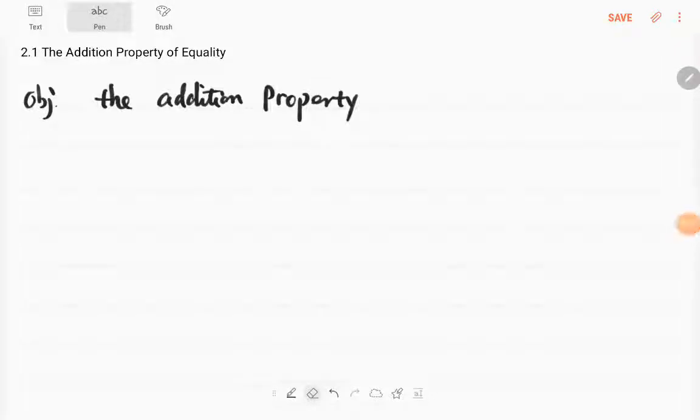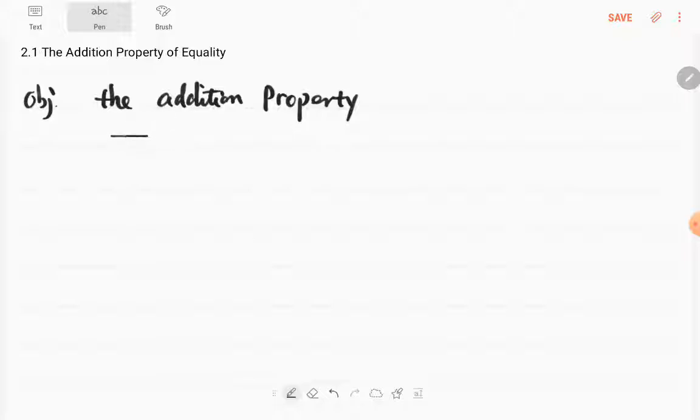Let's start a new chapter. And in the first section, we will talk about addition property of equality. So first objective, we know what is the addition property.